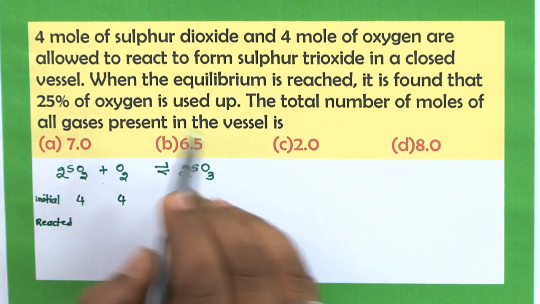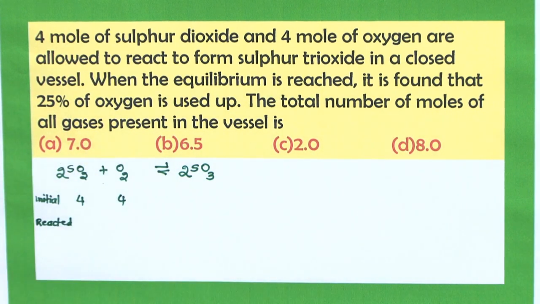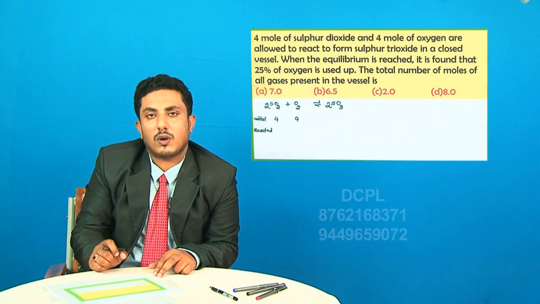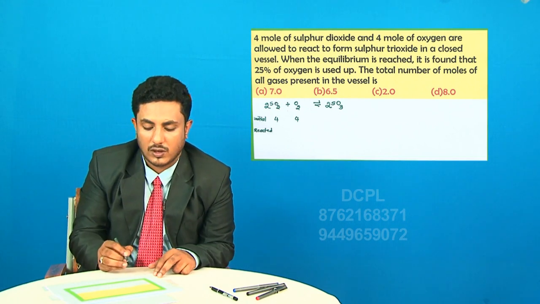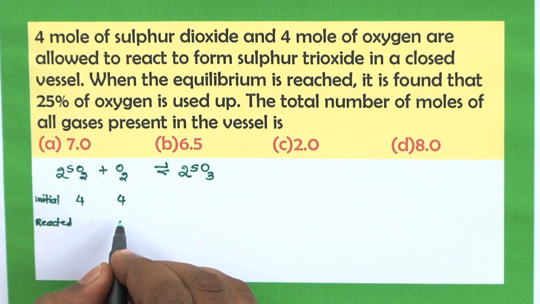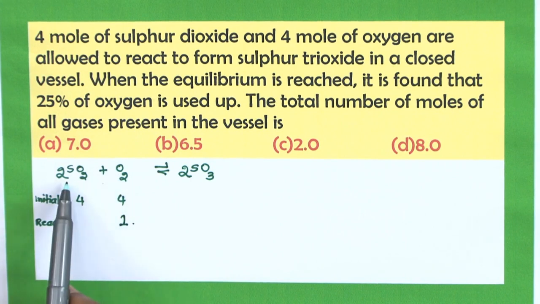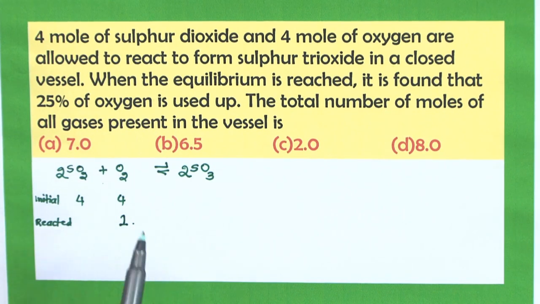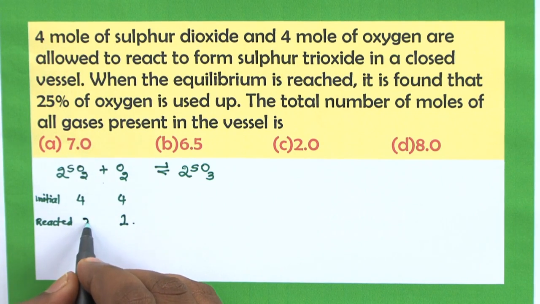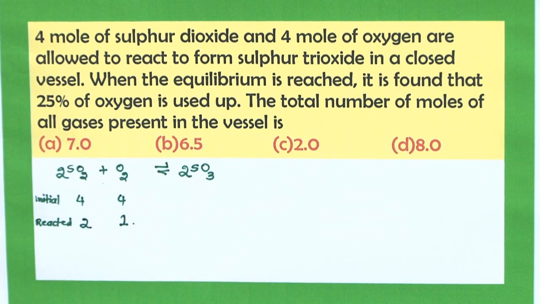They have said that 25% of the oxygen is used up at equilibrium. That is, if we consider 4 moles of oxygen, then 25% of oxygen refers to 1 mole of oxygen. That means according to them, the moles reacted is 1. If you look at the equation, if 1 mole of oxygen reacts, at the same time 2 moles of SO2 react. So the moles of sulfur dioxide that have reacted will be 2. Then the moles of product formed.